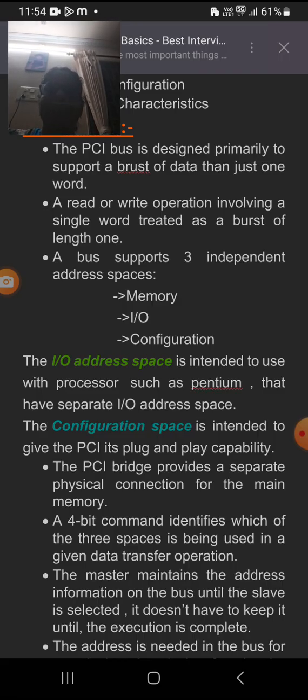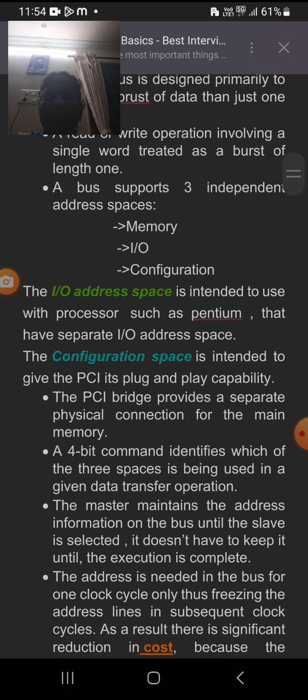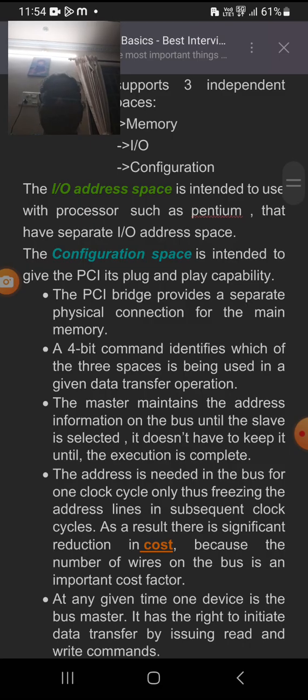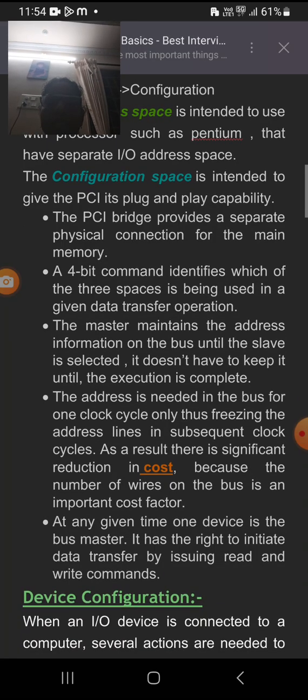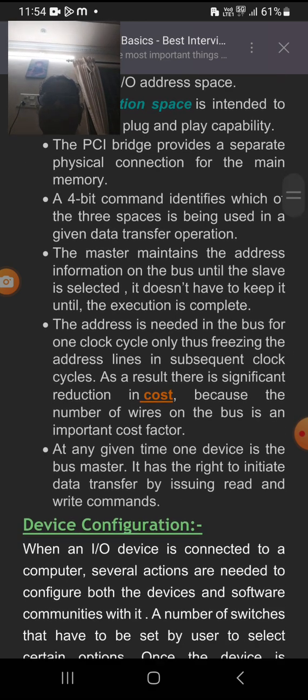So the master maintains the address of information on the bus until the slave is selected. It does not have to keep it until the execution is complete. The address is placed on the bus for one cycle, thus freeing the address lines for subsequent clock cycles. As a result, there is a significant reduction in cost, because the number of wires of the bus is an important cost factor, and the device has to initiate the data transfer by using read and write commands.